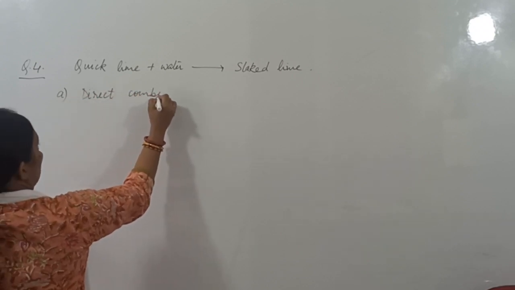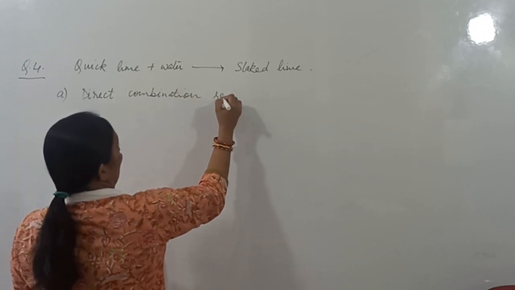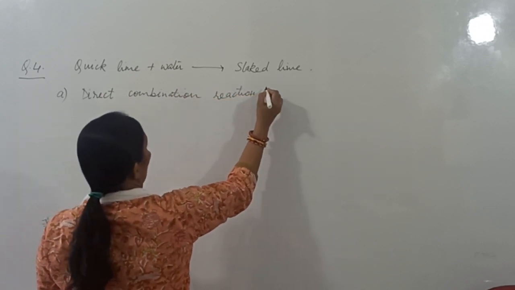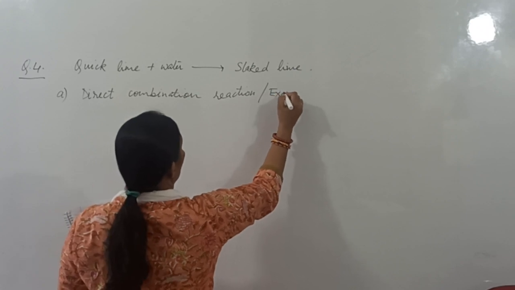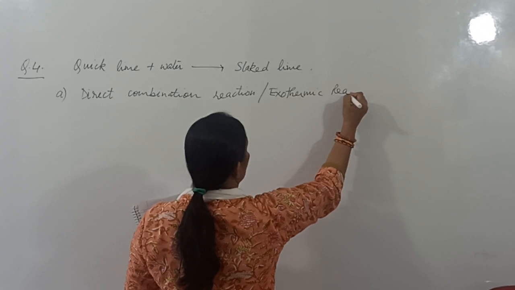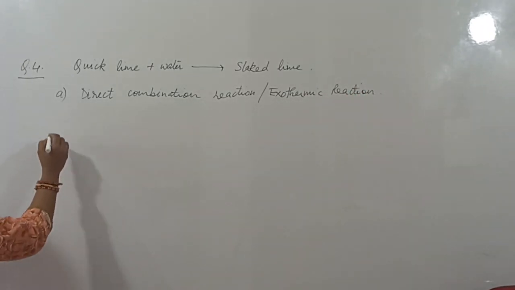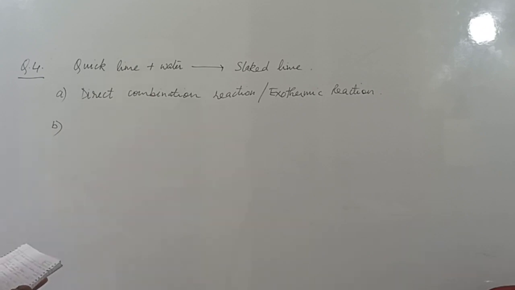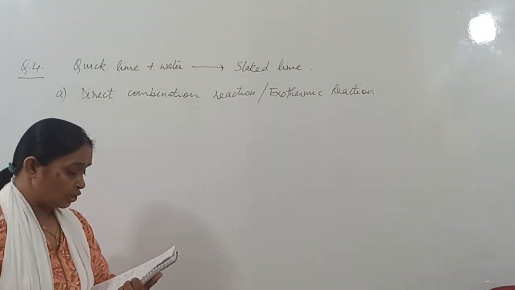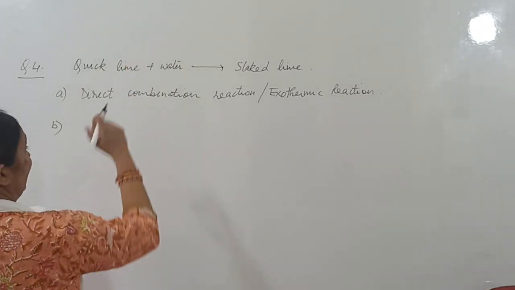Direct combination reaction in which heat energy is released. So you can also write it is an exothermic reaction, direct combination as well as exothermic reaction, because heat energy is released. Now next, you have been asked the observation in this reaction. So the observation: what do you observe when you put quicklime in water?